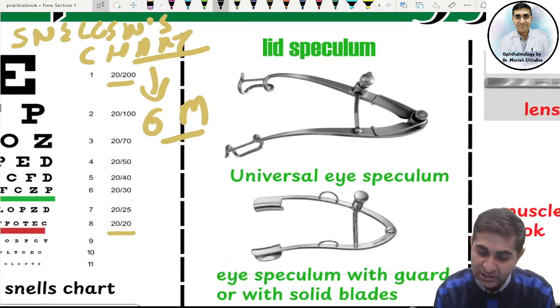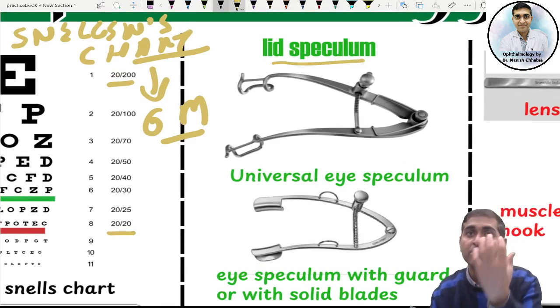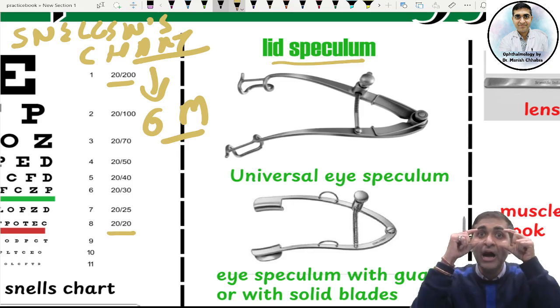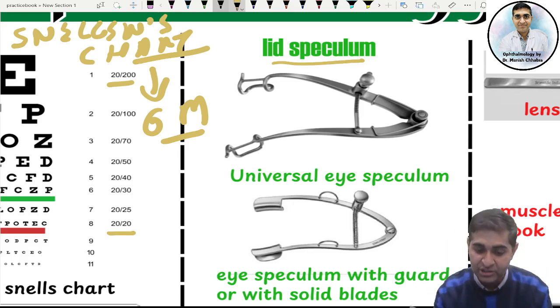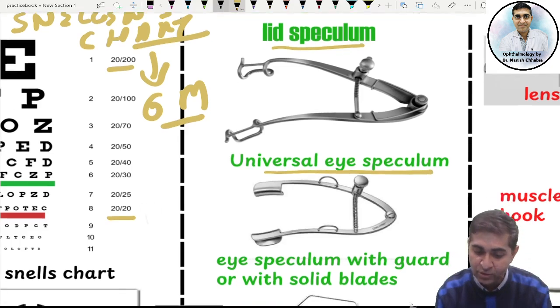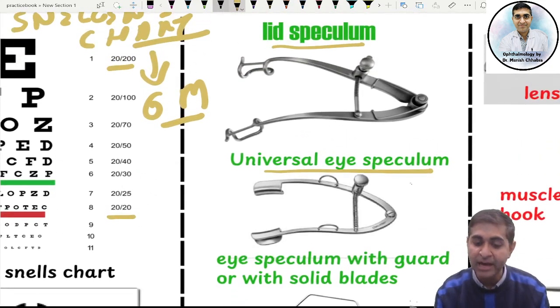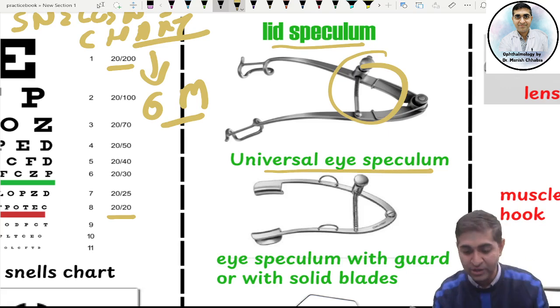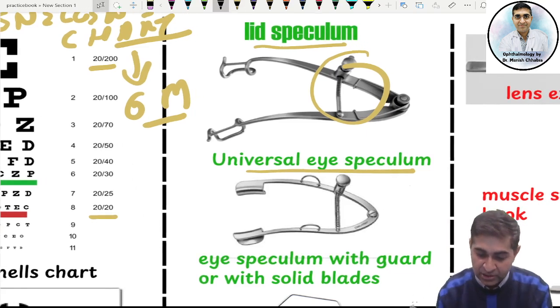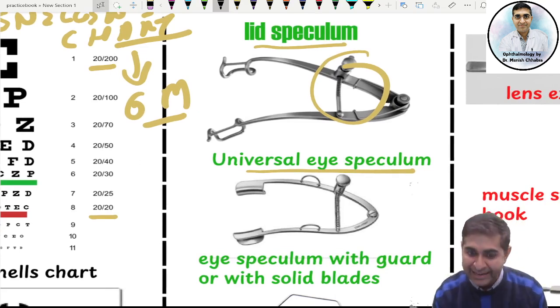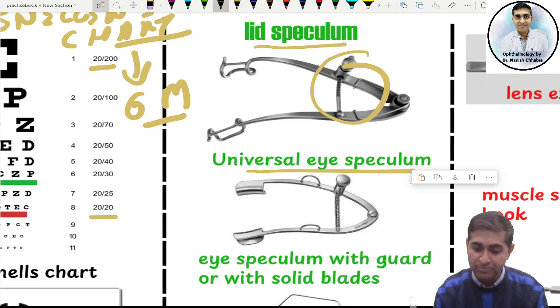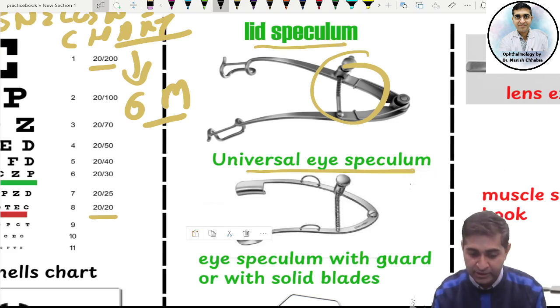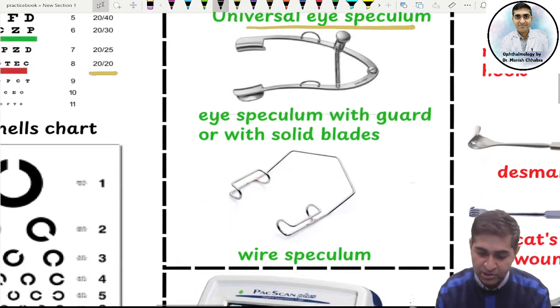Yes, okay. Now this is lid speculum. If you are performing any surgery in the eye, you need to keep the eyes open, you need to retract the lids. So lid speculum, this is universal eye speculum. Universal means the same eye speculum can be used in right eye or in left eye. Yes, so this is your eye speculum with presence of guard or with solid blades. But there can be another speculum which is a wire speculum. So this is your wire. So this is just consisting of the wires.